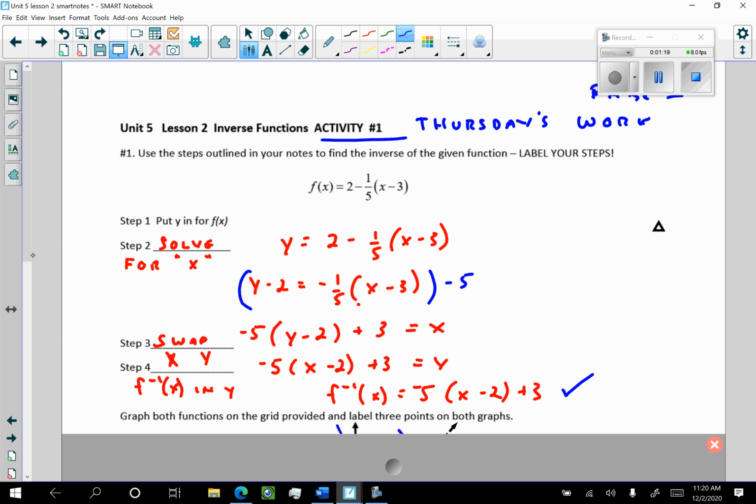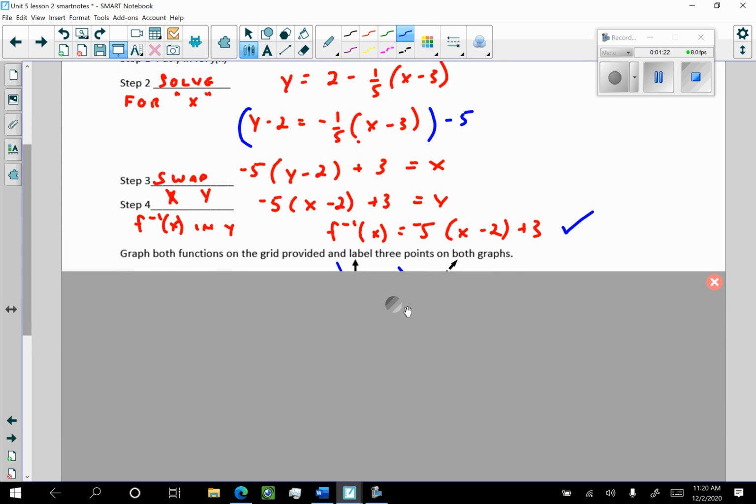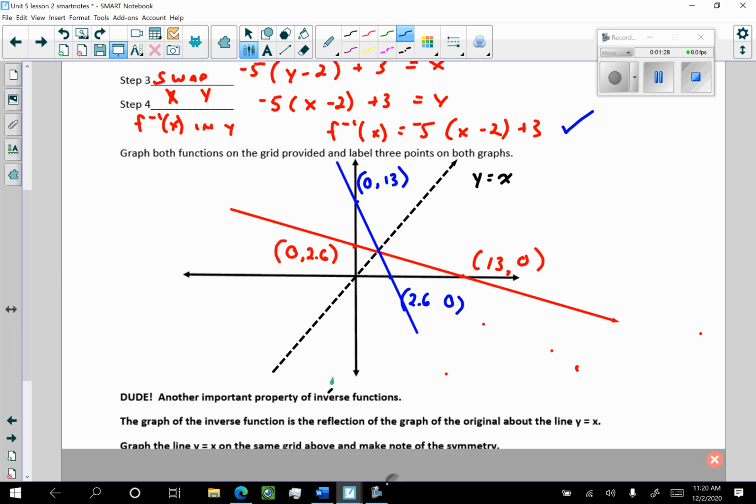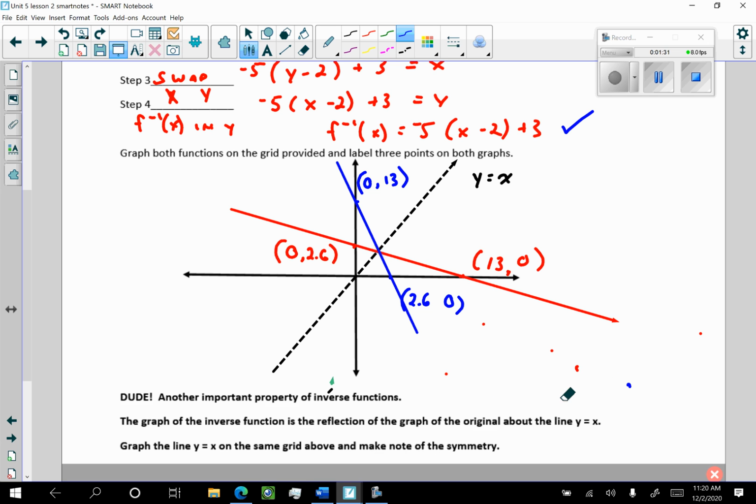One of the reasons why I did that is because I want to show you this right here. Another property of inverse functions is that they are a reflection. Remember your geometry. The graph of the inverse function is the reflection of the graph of the original about the line y equals x. If I took that red line and flipped it over the line y equals x, the red line would become the blue line. And keep in mind, the blue line is f inverse, and the red line is f of x.